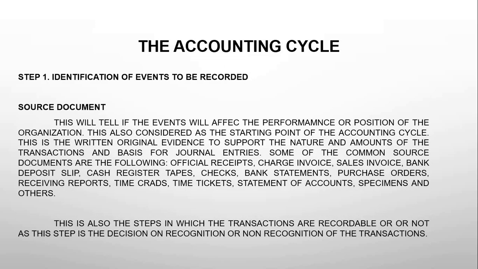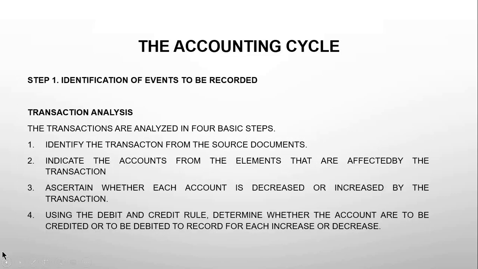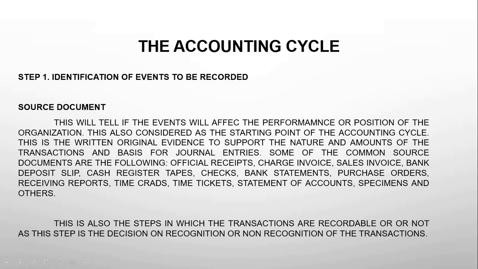So, since we mentioned the source document in number 1, identification of the transaction from the source documents, what is a source document? A source document will tell if the events will affect the performance or position of the organization. When you say performance, that's the income statement, while position, that's the balance sheet. It tells whether this affects the performance or the position of the business.